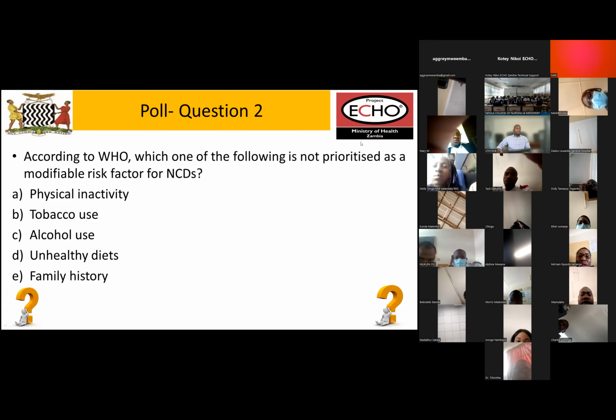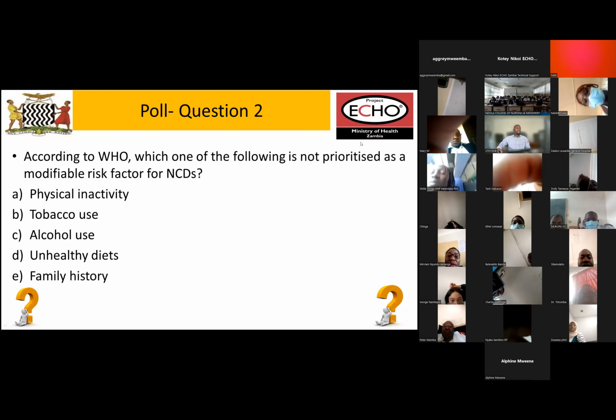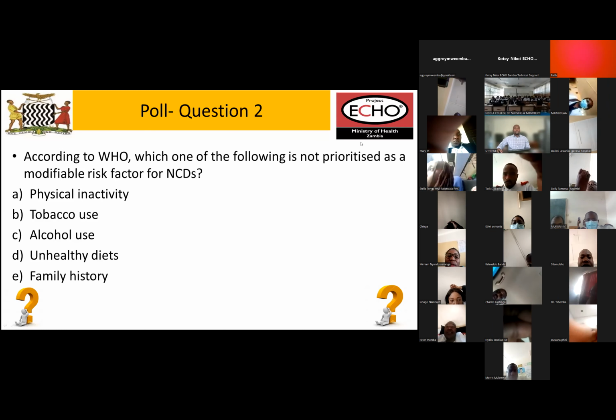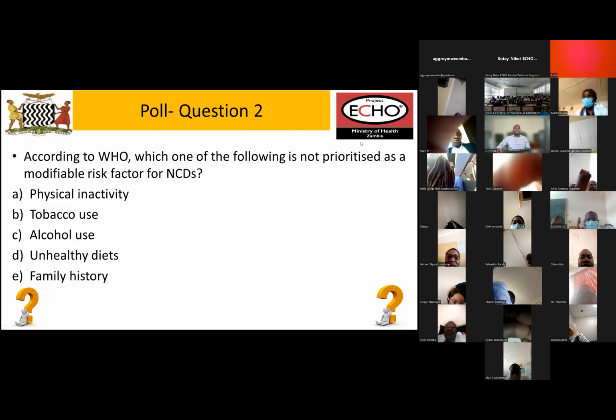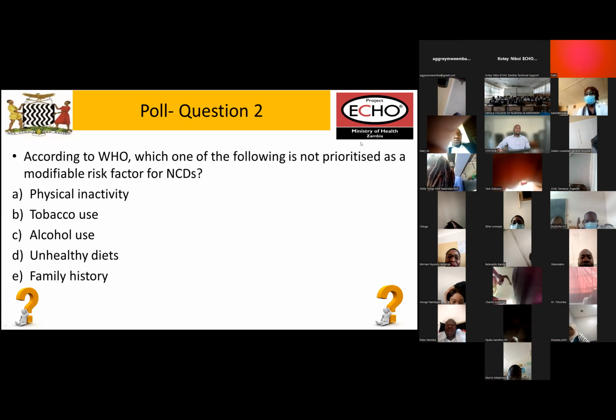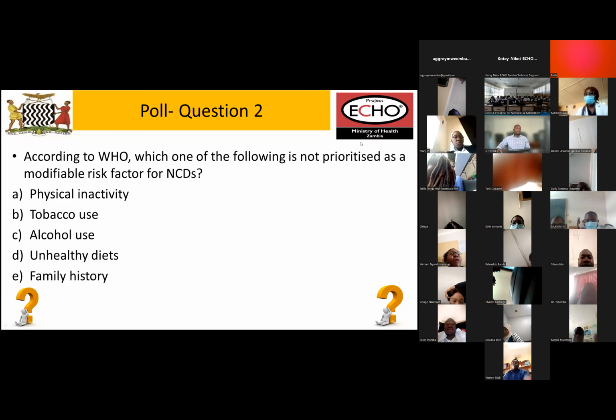According to WHO, which one of the following is not prioritized as a modifiable risk factor for NCDs? Is it physical inactivity? Is it tobacco use? Is it alcohol use? Is it unhealthy diets? Or indeed, is it family history? So far, just about 40% have polled. Let's continue polling. This is the single best answer.